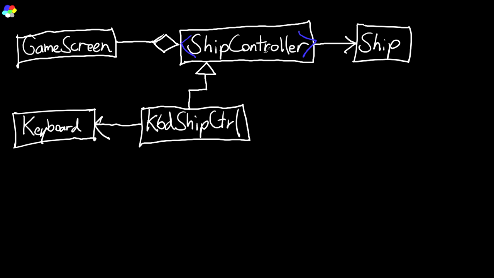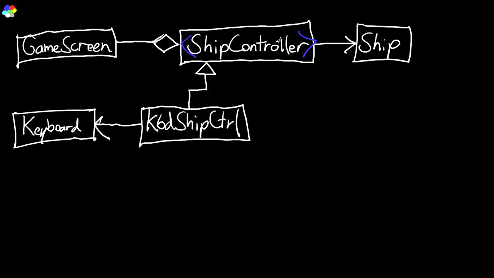Is that you're going to have a virtual class called ShipController. And it is going to maintain a reference or a pointer to a ship. And its job is, when we call a function like update on ShipController, it controls the ship. And controllers will be owned by a screen, like game screen or title screen. It's an abstract class.